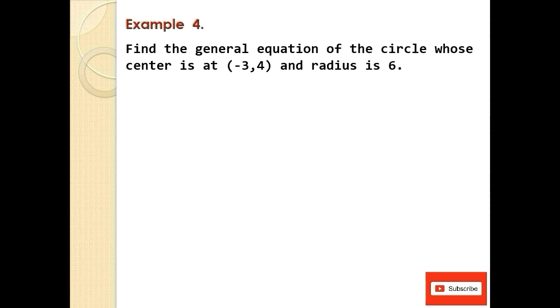Find the general equation of the circle whose center is at point -3 and 4 and with radius of 6 units. In this problem, what is being asked is the general form of the equation. But we will begin our solution by writing first in the standard form using the given coordinates of the center and the radius. Let us now write our equation in the standard form.